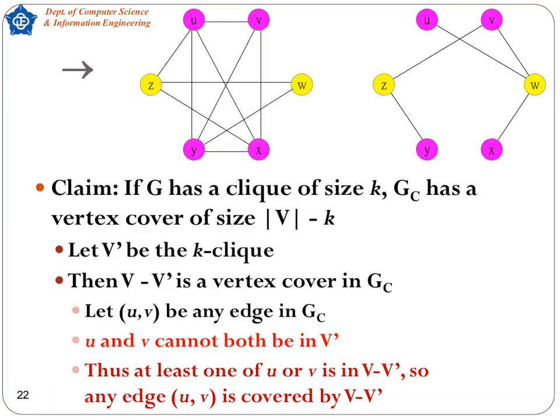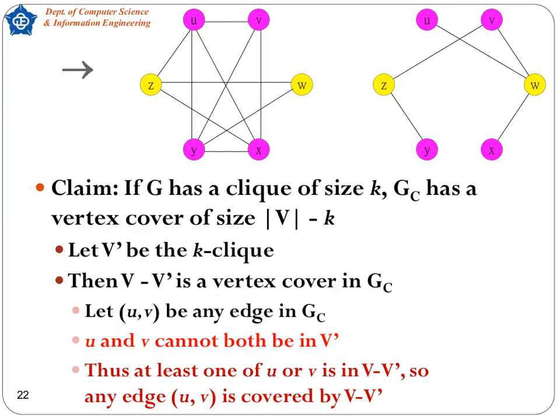Building on our previous example, on the left you see a general graph G with a k-clique highlighted in pink. On the right is its complement graph G_C, formed by turning every non-edge in G into an edge. We claim that if G contains a clique of size k, then G_C admits a vertex cover of size n minus k. Here's why. Let V' be the k vertices in that clique, and consider the remaining vertices, V minus V'.